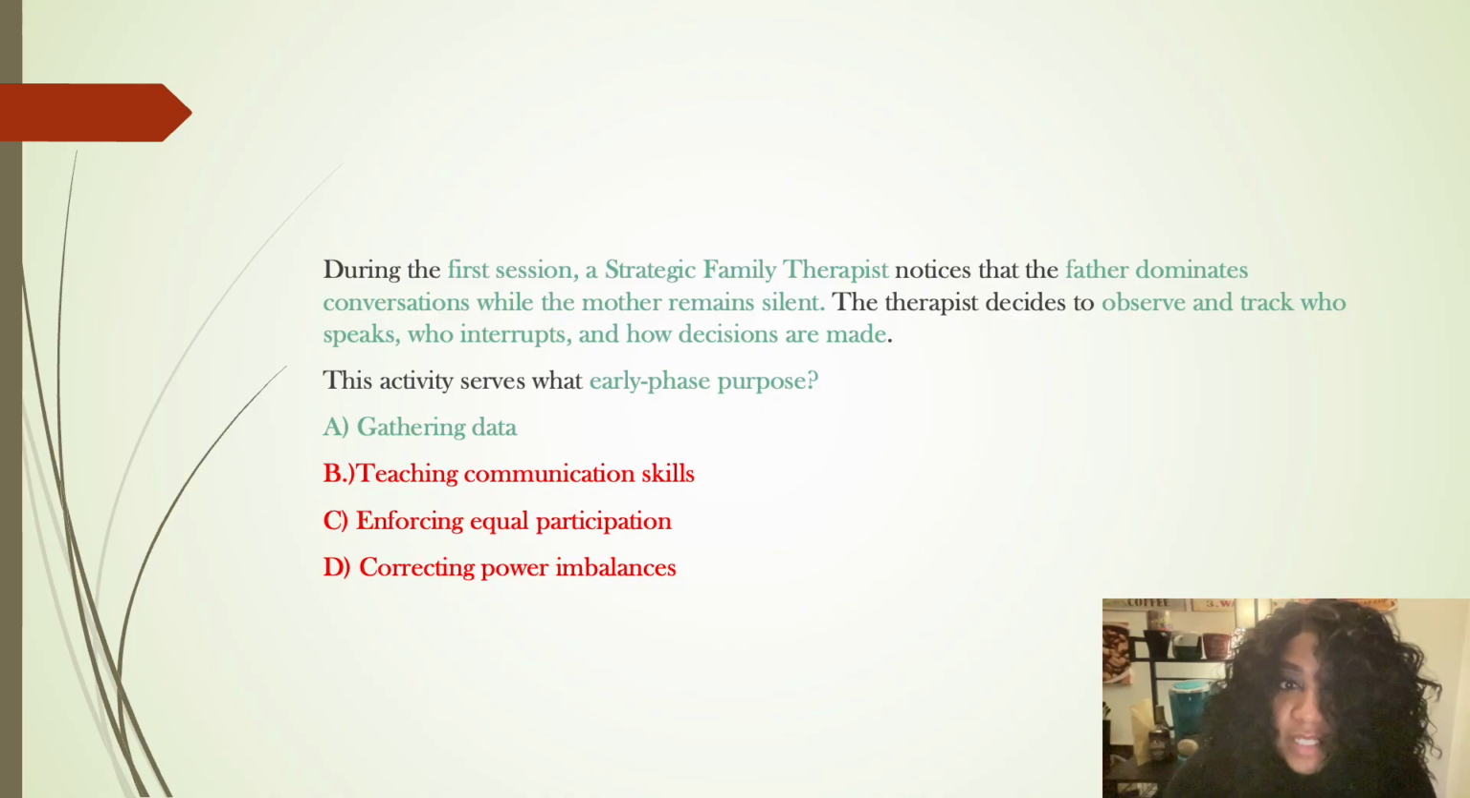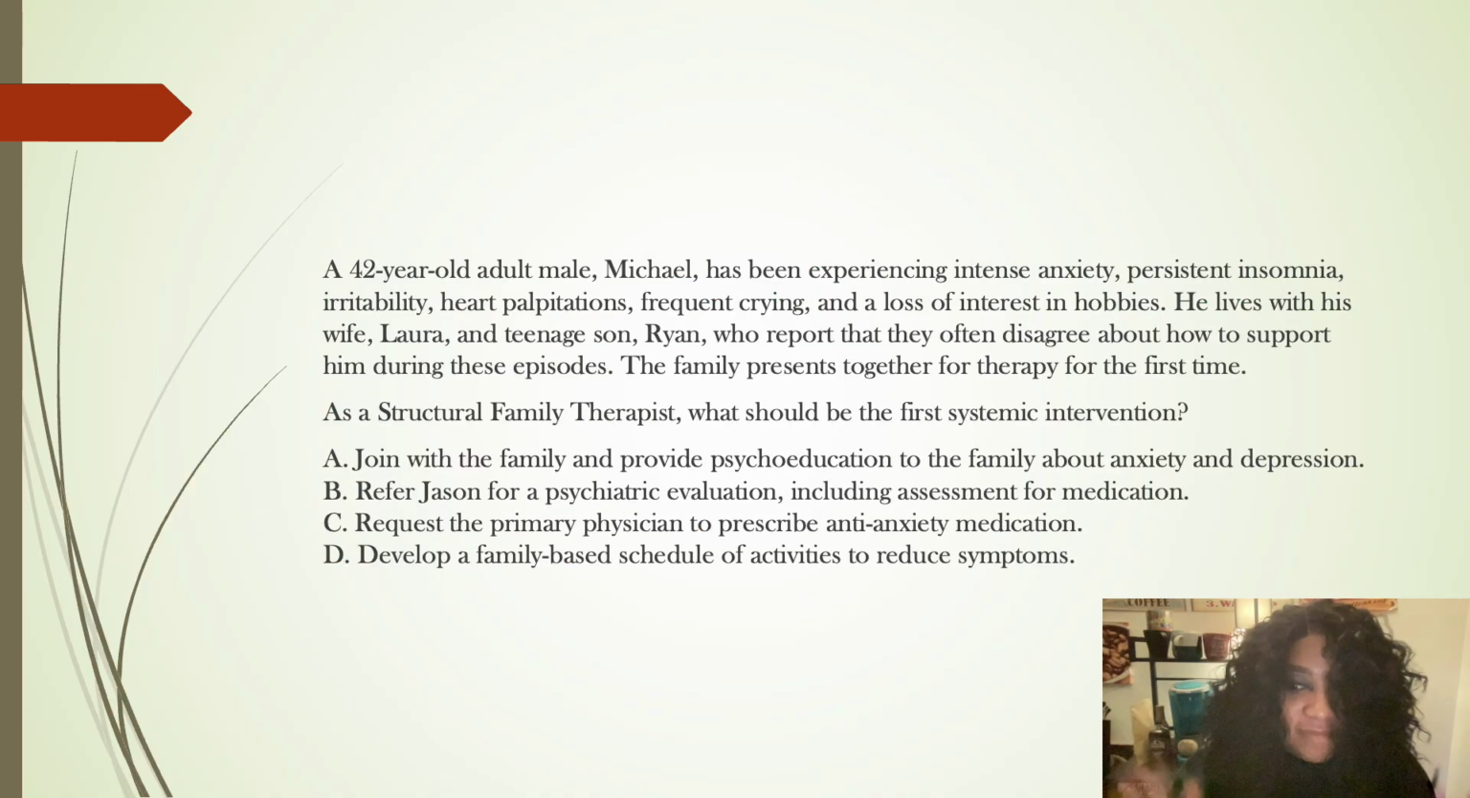We know teaching communication skills, that's the middle phase. That's the intervention that's done in the middle phase. Enforcing equal participation, strategic therapists don't really do that. I've never heard of them doing that. And correcting power imbalances, yes, because ultimately strategic therapy is all about the power dynamics going on in the family. But that doesn't happen in the early phase. Gathering data is what happens in the early phase. Because we know that in the early phase, you're going to do what? The social stage. You've got the problem stage, the interaction stage, and then a goal setting stage. Those are your 4 stages that occur in the early phase of therapy, leaving A to be the best answer.